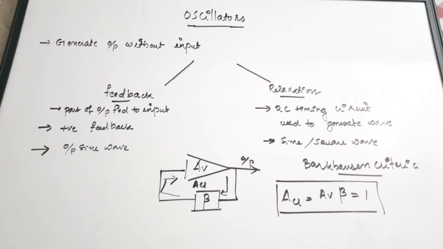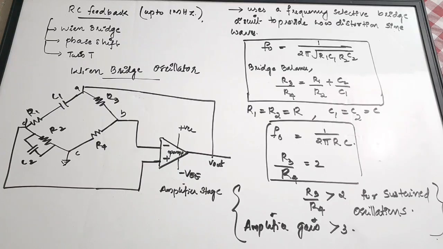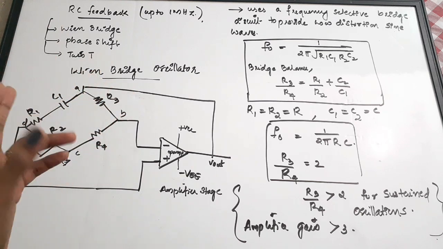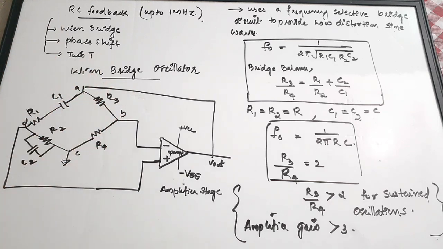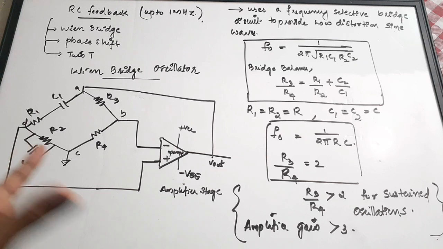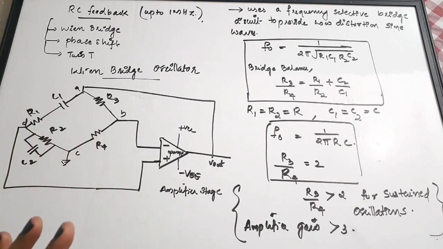Next we are going to see some of the classifications of feedback oscillators. The first type of oscillators that we are going to see is RC feedback oscillators. The main types of RC feedback oscillators are the Wien bridge oscillator, phase shift oscillator and twin T oscillator. When I say RC feedback, just imagine that the feedback circuit has a combination of R and C, that is resistors and capacitors.